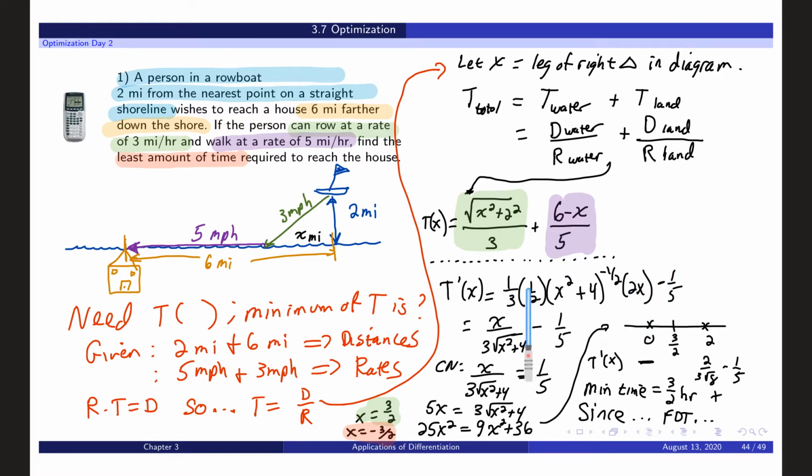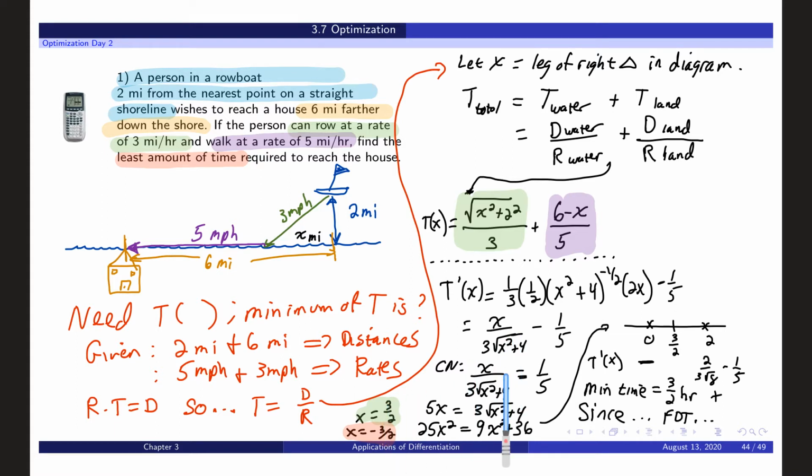Okay, simplify a little bit. Set this equal to 0 and solve. That's basically bringing the 1/5 over to the other side. Square both sides, and you get this stuff. You need to check your answers. Anytime you take a squared equation and square both sides, you could get a false answer.